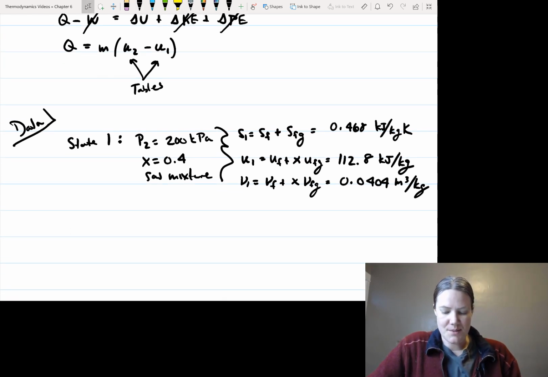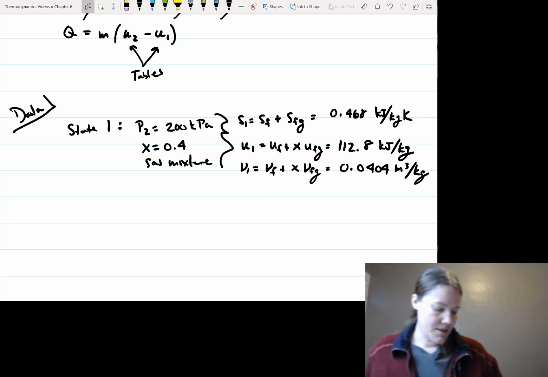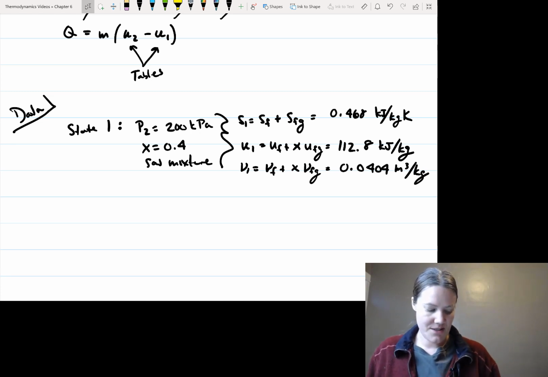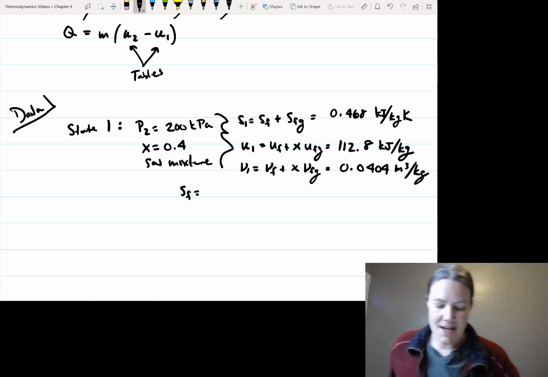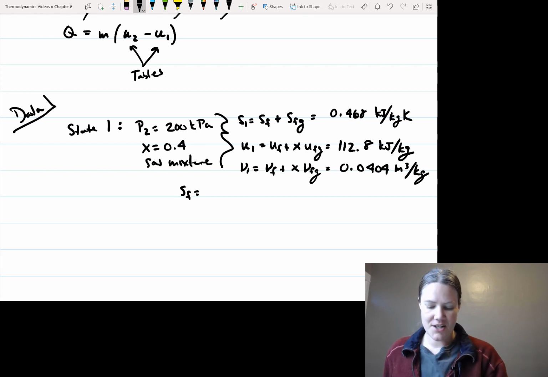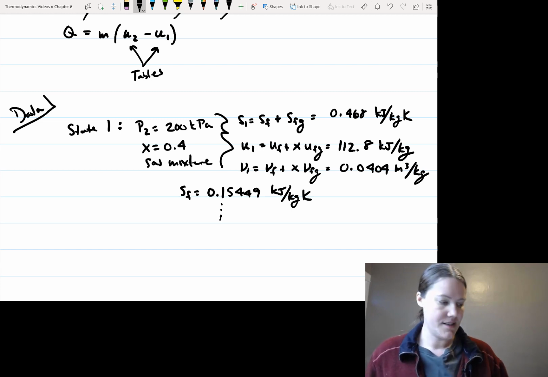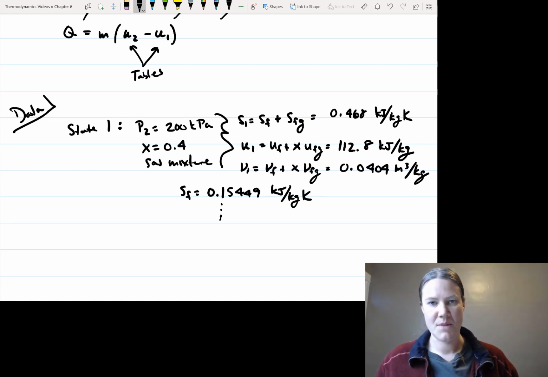I didn't put in numbers, but I recommend that you actually go look these up and verify that these are the numbers that you get. I didn't write down all the numbers just to save time, but I just got SF, SFG and UFG off the table. So for instance, SF, if you look it up at 200 kilopascals for a saturated mixture, you get 0.15449 kilojoules per kilogram Kelvin, and then so on for all of them. So I recommend looking those up and just verifying that you're getting the same numbers.